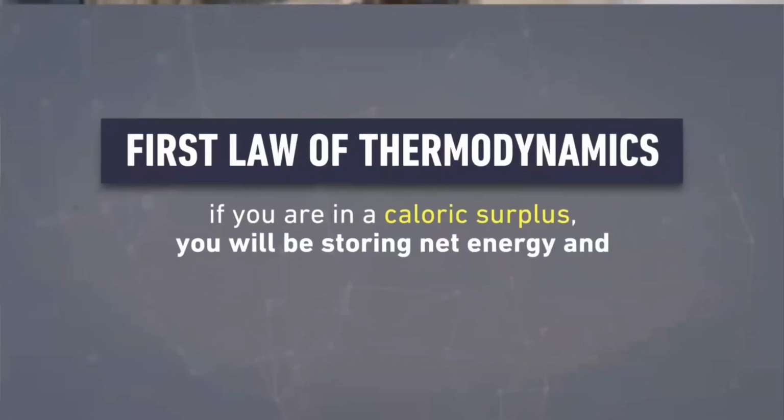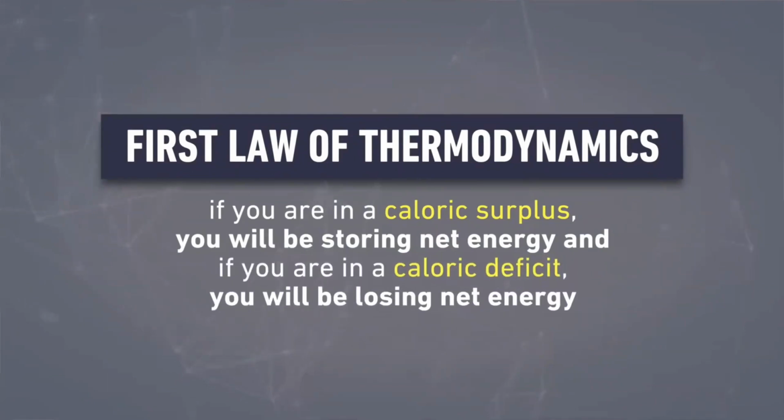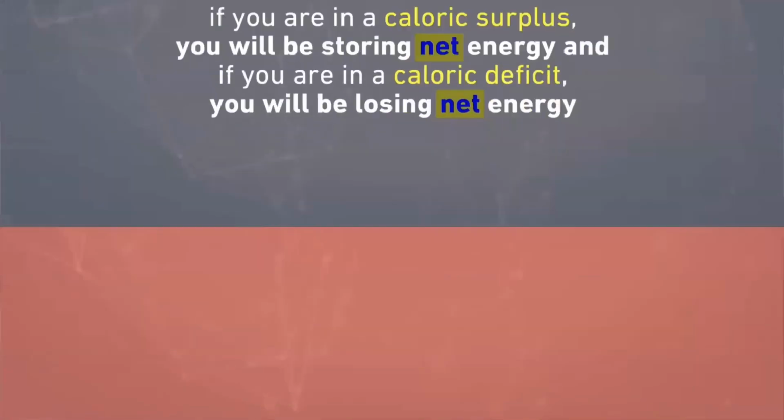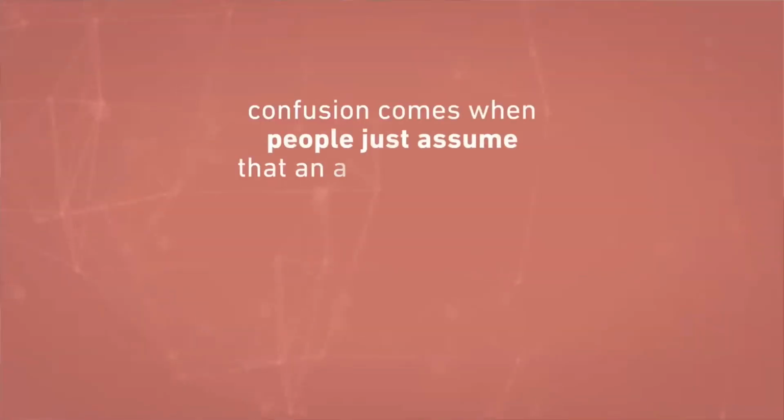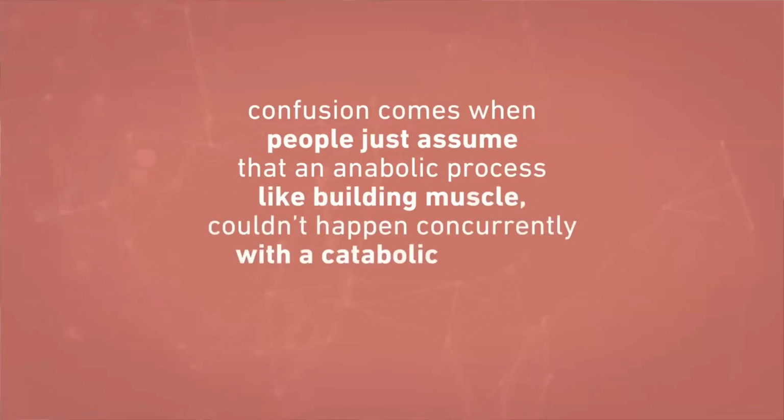I think the first thing we need to consider here is the first law of thermodynamics, which in this context says that if you're in a caloric surplus, then by definition, you'll be storing net energy. And if you're in a caloric deficit, you'll be losing net energy, with net being the key word there. But I think the confusion comes when people assume that an anabolic process, like building muscle, couldn't happen concurrently with a catabolic process like losing fat, which it can.